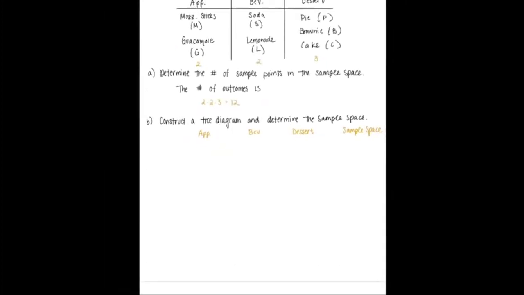Okay. So let's see if I can squeeze all this in. So we start right in the middle. And for my appetizers, I have 2 possibilities. So I'm just going to do 2 branches. We can choose mozzarella sticks, or we can choose guacamole. Then once we've made that selection, I move on to the beverages. And again, I have 2 possibilities. So once I pick mozzarella sticks, then I could pick soda or lemonade. But likewise, if I pick guacamole, I can do exactly the same thing, and I can pick soda or lemonade.